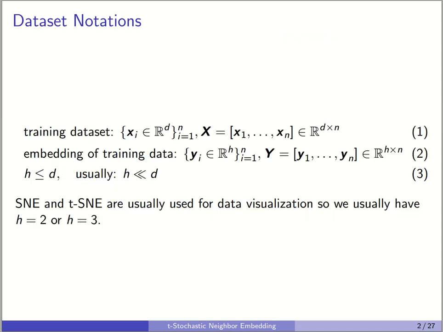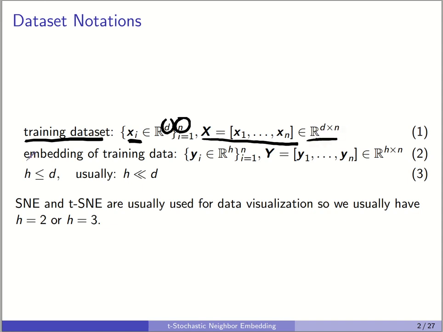First, I show some dataset notations to you. Assume we have a training data set. Each data point is denoted by xi, which is d-dimensional, and we assume that we have n data points. We consider the vectors to be column vectors, and we put vectors in matrices column-wise. So if we put vectors in matrix capital X, we'll have the data set which is d by n.